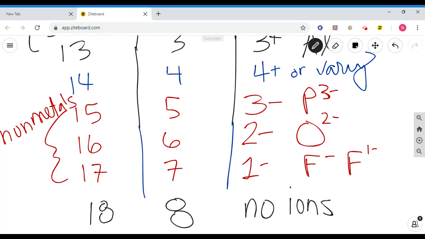That's where we're going to stop today. Please make sure that you copy this down in your notes. Thank you.